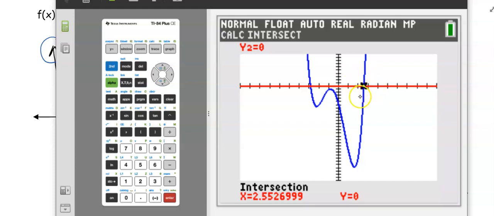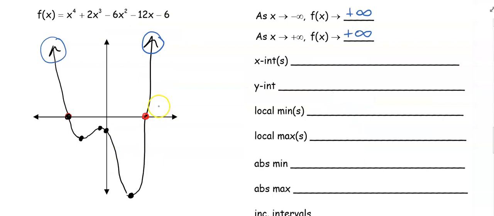So there's our first intersection point, which is going to be at 2.55, 0. You're going to do that exact same thing again on the left to get negative 2.89, 0. So second trace number 5 intersection. We list both of our x-intercepts here.